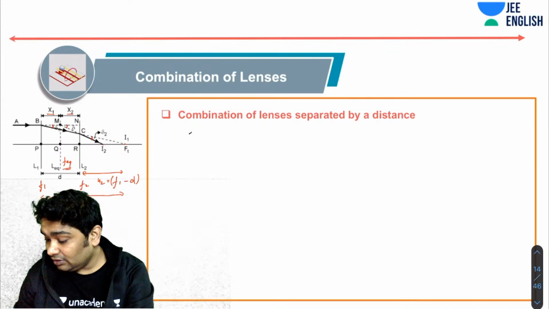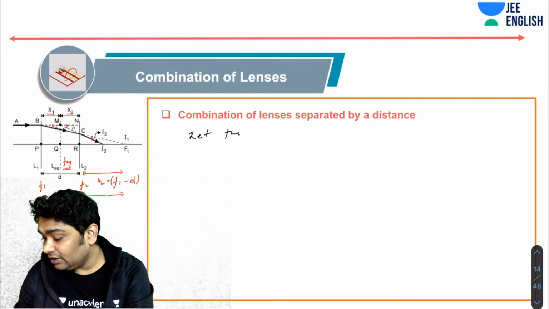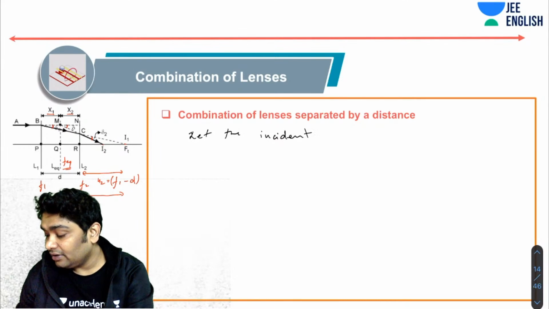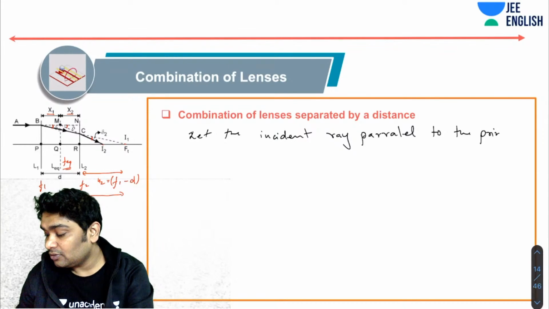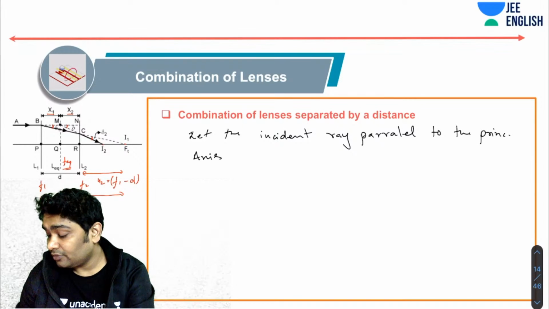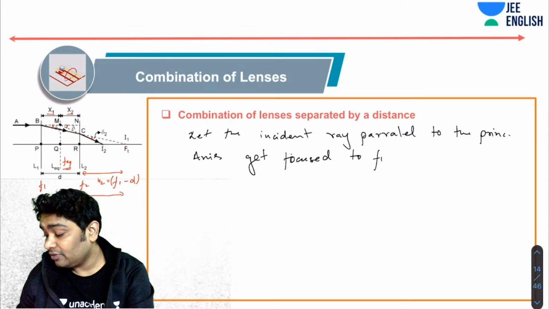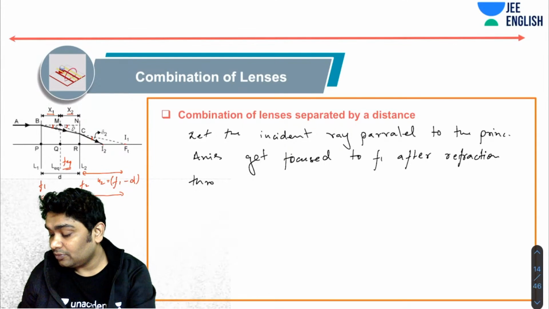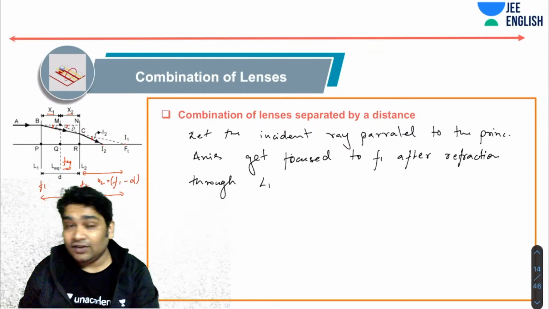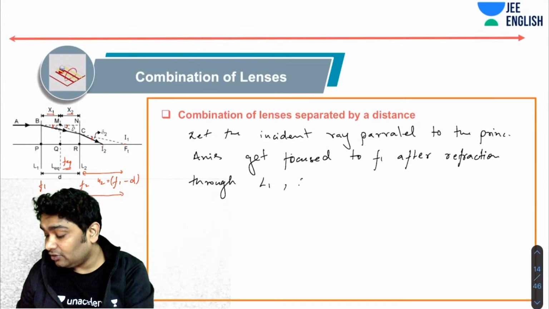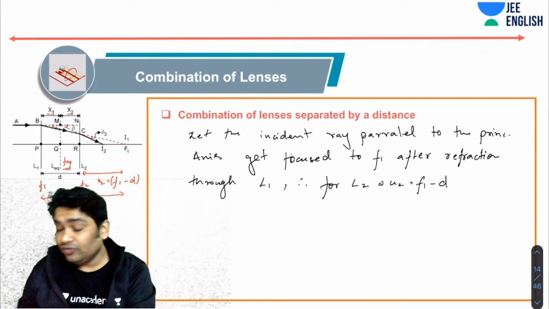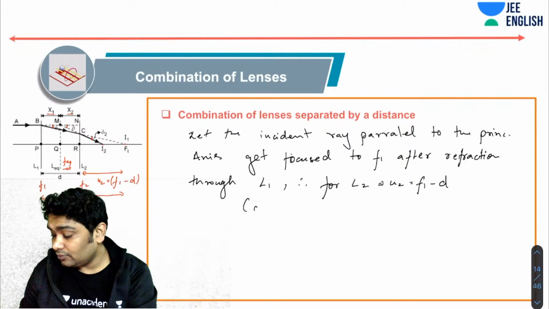Okay, so I'm saying let the incident ray parallel to the principal axis get focused to f1 after refraction through L1. L1 is the lens 1. So now what I can say is, therefore, for L2, the U, let's say U2, would have been equal to F1 minus D, where D is the separation between the two lenses. Agreed?